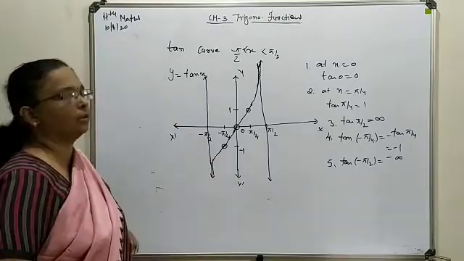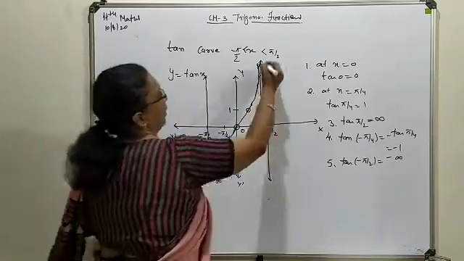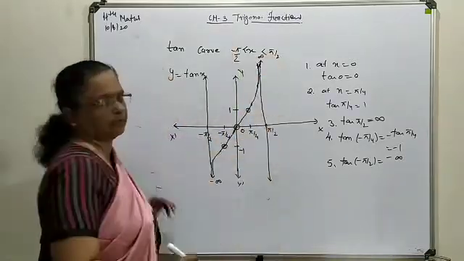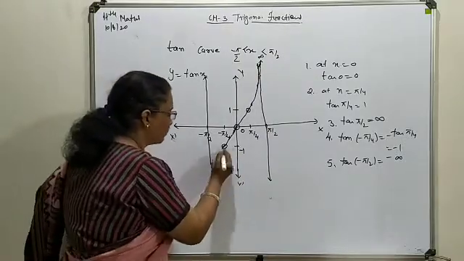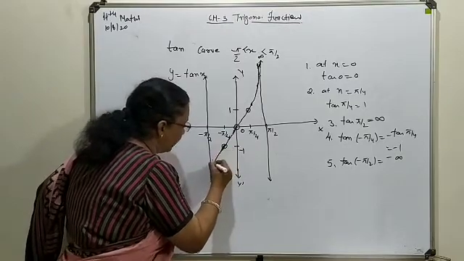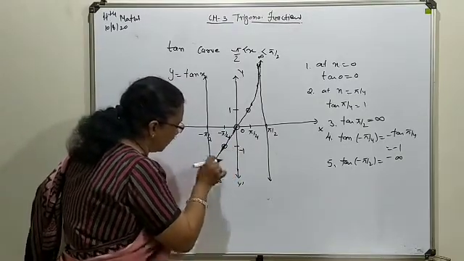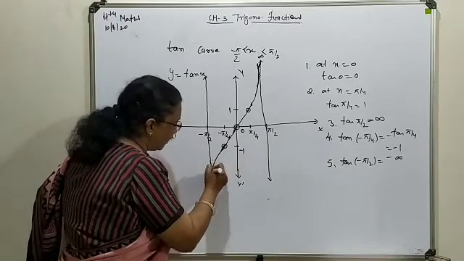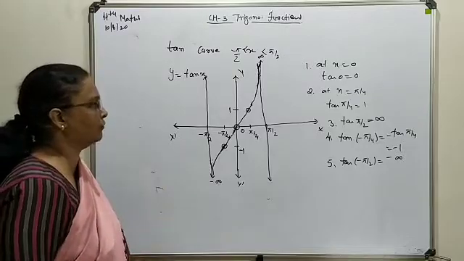So this is the pattern of the tangent. It tends to minus infinity. It tends to plus infinity. Infinity is not possible to represent on a graph, we can show it only formally. That's why we are not going to meet the pi by 2 line. It is going parallel at infinity, meaning it is an indeterminate form.